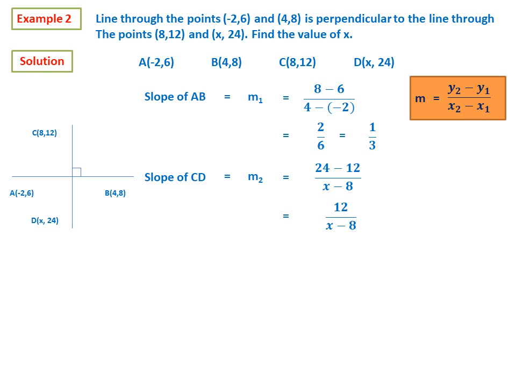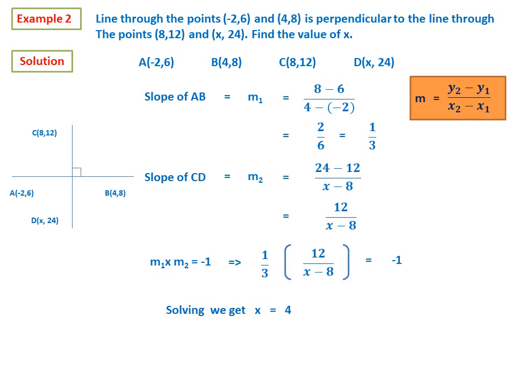What is the condition now? They are perpendicular. So what should happen? Therefore now m1 into m2 should be equal to minus 1. So this implies 1 by 3 into 12 by (x minus 8) should be equal to minus 1. Of course, you have to solve this one. This is not difficult. Solving, we get x equal to 4.